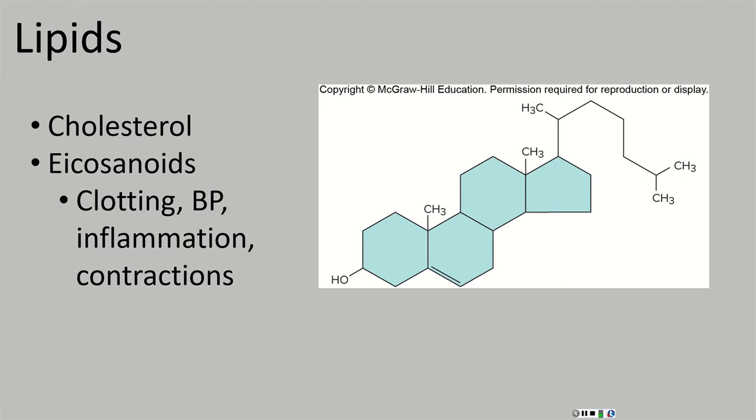it also forms part of our cell membranes. It forms the basis for all of our steroid hormones like testosterone, estrogen, aldosterone, cortisol, lots of others. And that's because we start with a molecule of cholesterol and add a few other things to it. And depending on what other things we add to it, that gives us different steroid hormones.